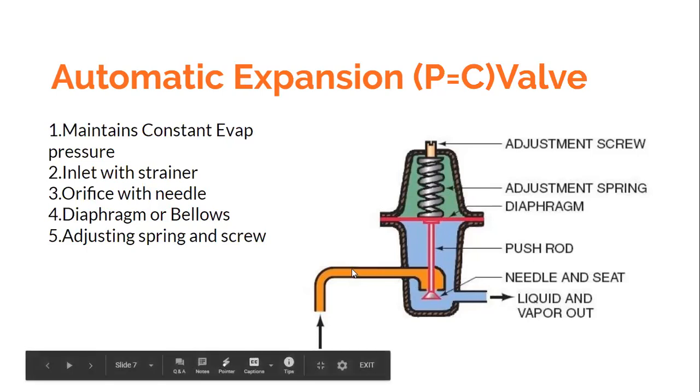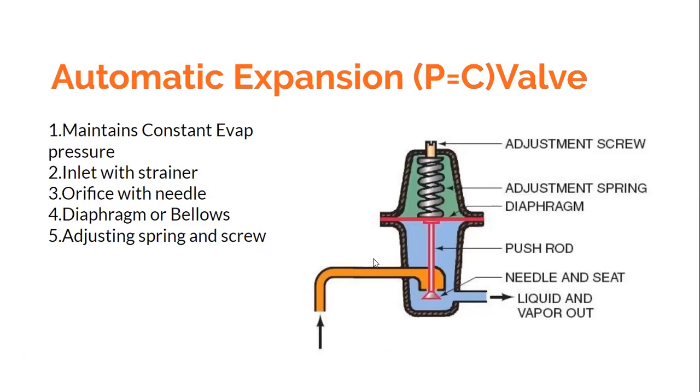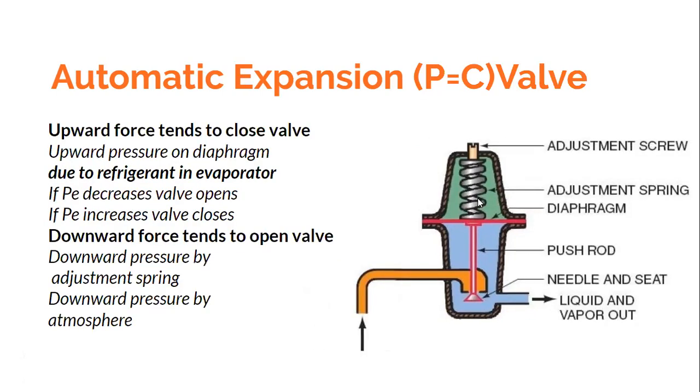Please note that it's not shown, but there has to be a strainer here at the inlet of this expansion valve. These diaphragms could also be replaced by bellows, and this spring performs an important function. Spring and adjustment screw perform an important function to adjust the pressure on this diaphragm. This has to be noted.